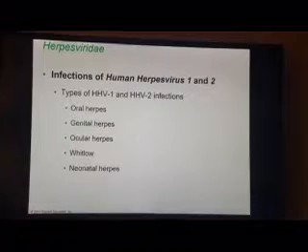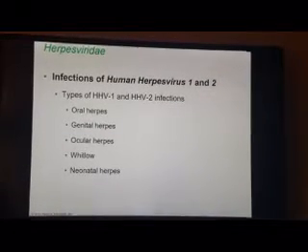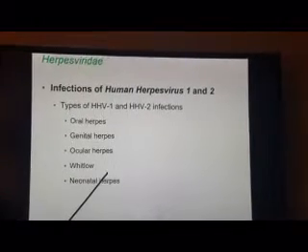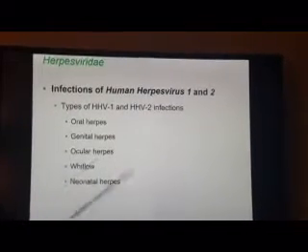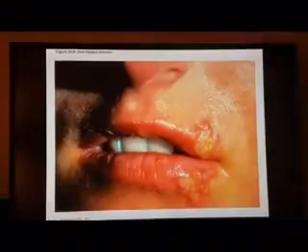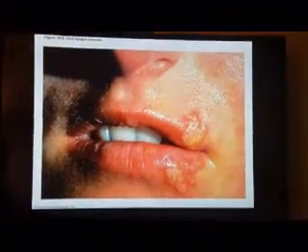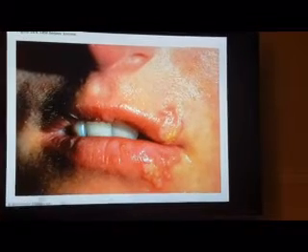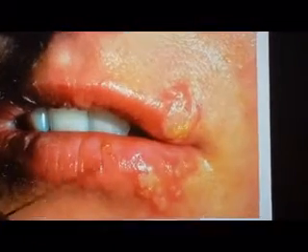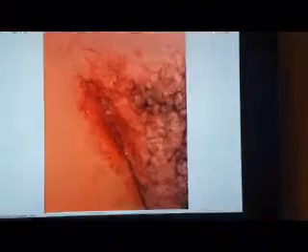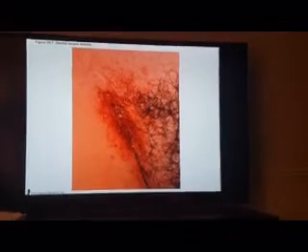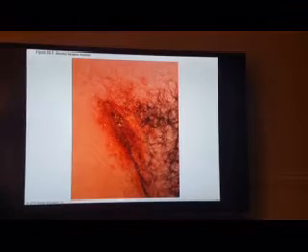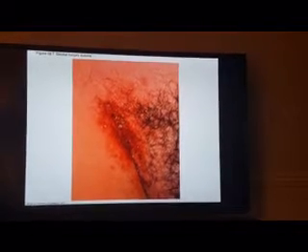These are the different types of HHV1 and 2: oral, genital, ocular, whitlow, which is in the fingertips, and neonatal herpes. Oral herpes lesions, which 90% of the time are caused by HHV1, are the lesions on the mouth. Genital herpes lesions are caused by either HHV1 or 2, but below the waist lesions are usually caused by HHV2.